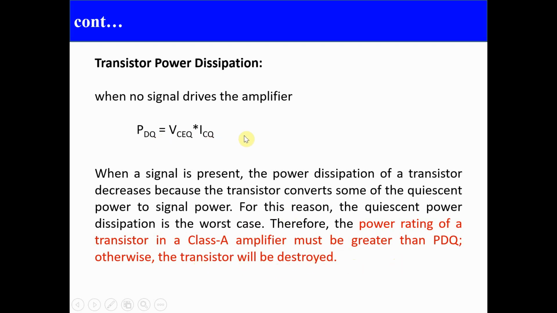If PDQ is 5 watt, and the transistor being used in the design has a power dissipation capacity of only 4 watt or 3 watt, then because of this high power dissipation the device may be destroyed. So we always need to take care of this PDQ and the actual power rating of the transistor being used in the amplifier design.